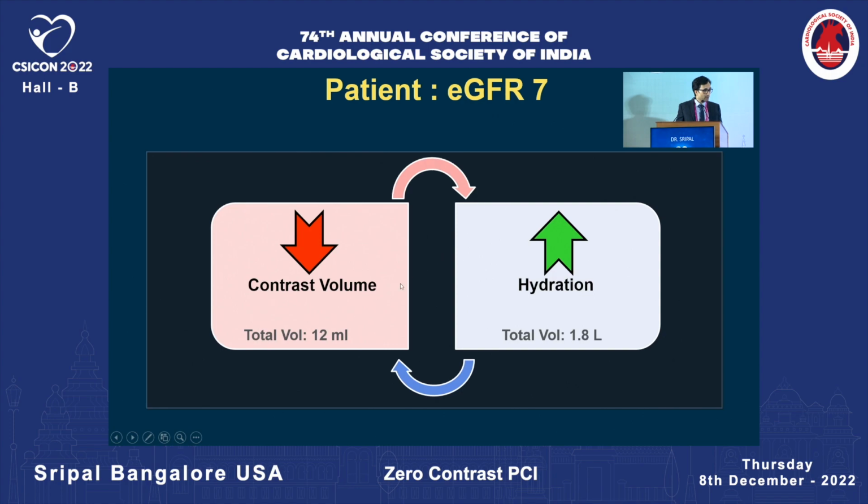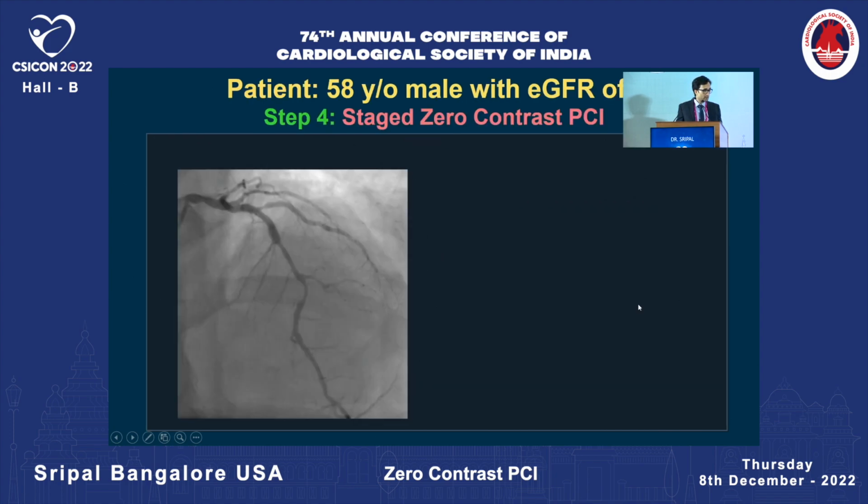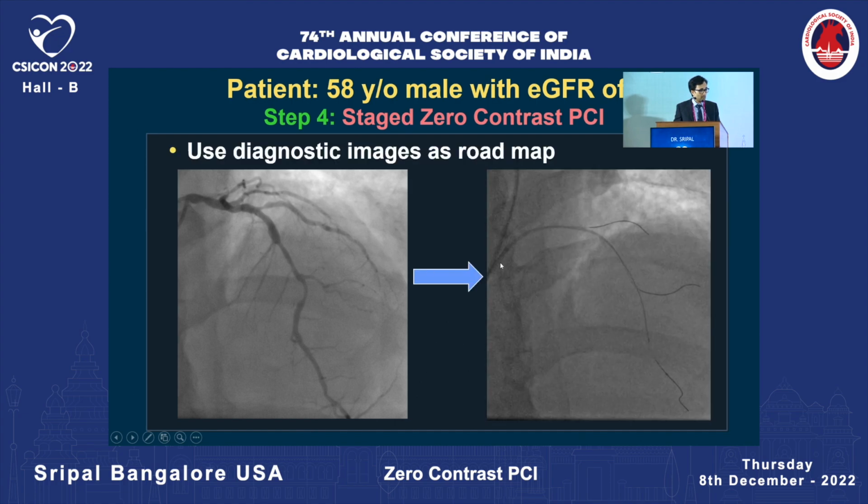In this particular patient, we used 12 cc's of contrast. This patient received 1.8 liters of hydration. So we then did a stage zero contrast PCI. Generally, if it is an elective case, we bring them back 2 to 4 weeks later. Here I have pictures from 2 weeks prior. We use this as a diagnostic map and then recreate this using a number of wires. Here you see we have a bunch of wires to create a metallic silhouette of this coronary artery.